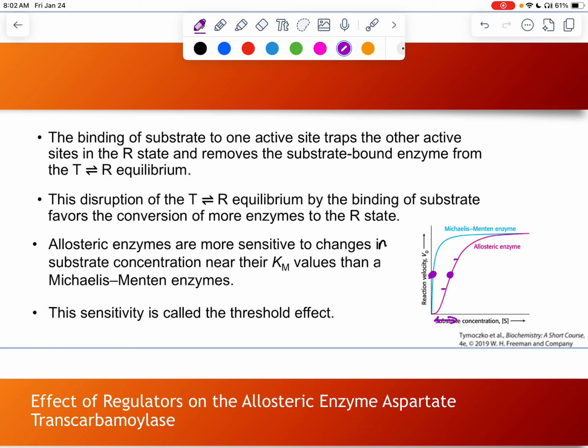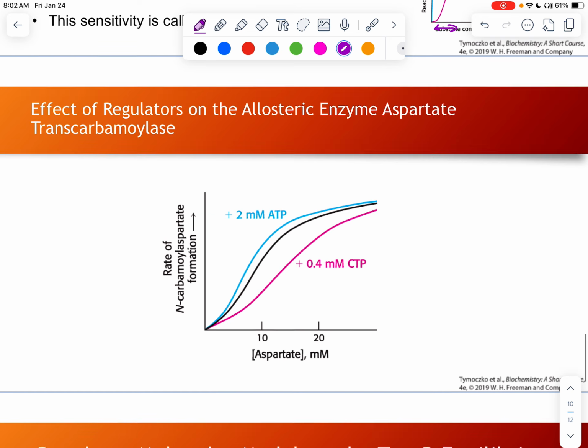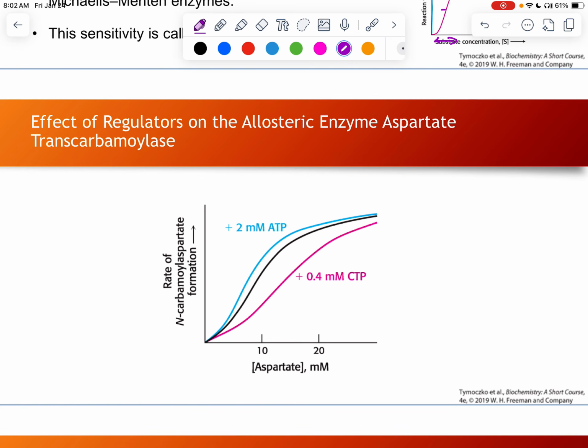All right, let's take a look at the effect of regulators, and so we're going to look at a specific enzyme. This is aspartate transcarbamylase. So we would keep the concentration of that enzyme constant, and we would change the concentration of the substrate, the aspartate, and we'll measure the rate of formation of our product. And so the black line here is our allosteric enzyme with no effectors.